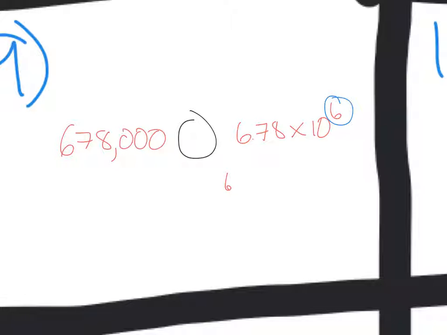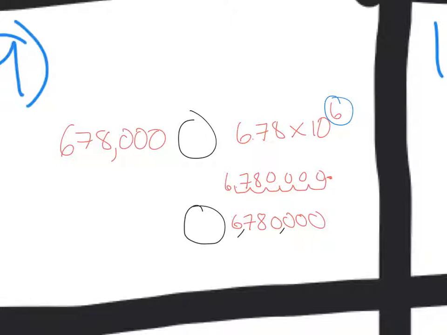So it would be 6.78. Let's move it 6 times to the right. Ready? 1, 2, 3, 4, 5, 6. Fill in the gaps with zeros, and you can put that decimal right at the end. So this number is 6,780,000, and 6,780,000 is definitely greater than 678,000.